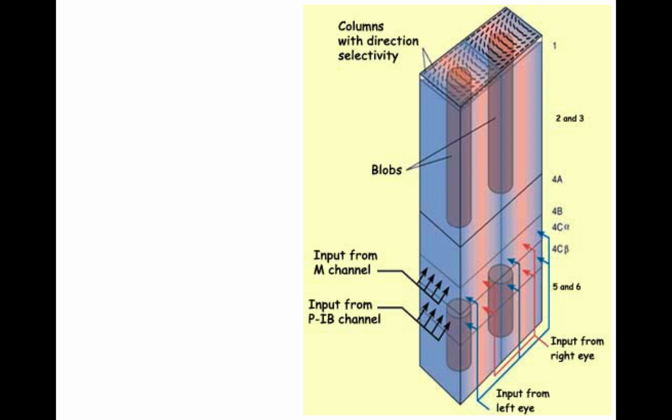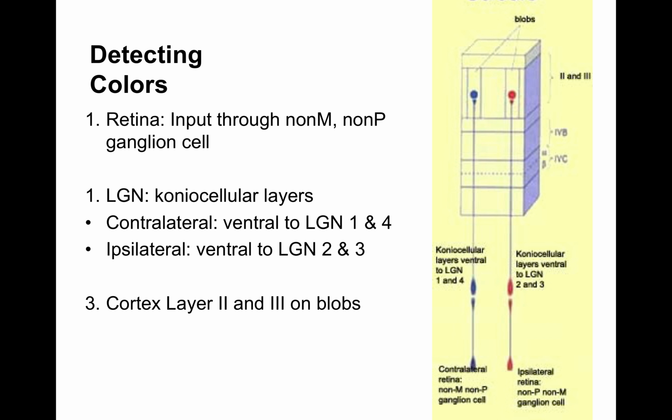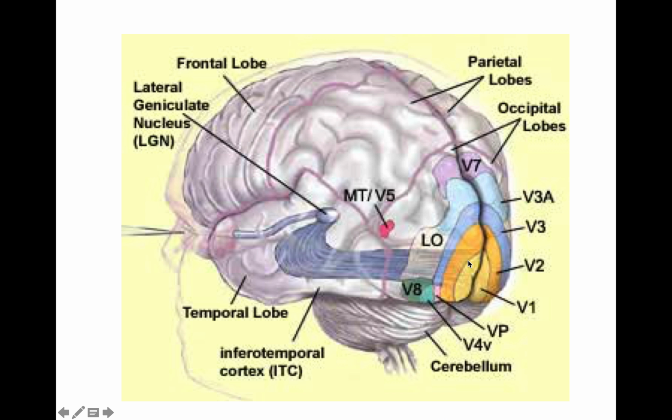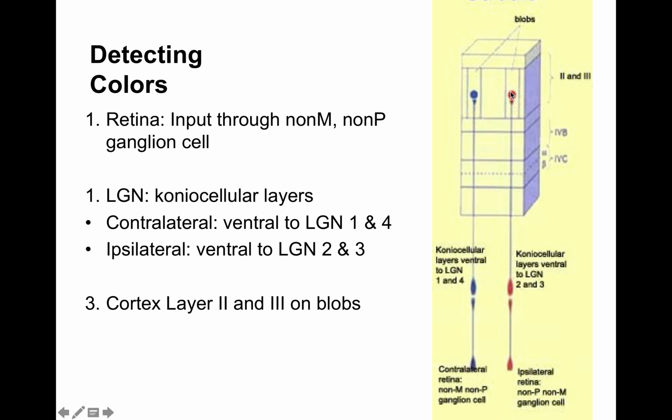So spend some time with that as you're unpacking it, and make sure that comes through for you here. All right, so color, non-M, non-P cells, and also some of it's parvocellular, but we can see this kind of input coming in here from contralateral and ipsilateral retina, non-M, non-P cells that are hitting the cellular layers ventral to the LGN layers that we have. And that in turn then gets passed on to layers 2 and 3 for helping to, in the blobs, process color input. All right.